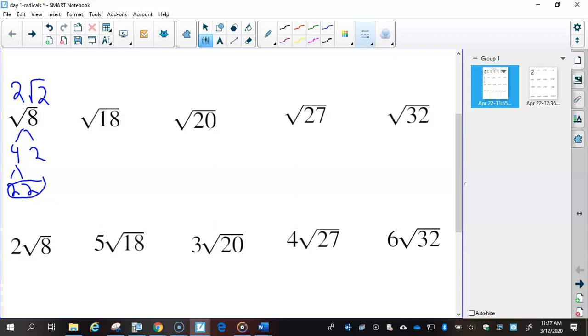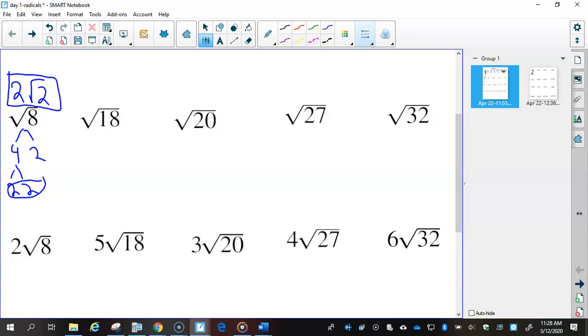Okay? So, in this case, that pair of 2's, we had 1 pair of 2's, so one 2 came outside of the square root, and there was one 2 left inside the square root. So this would be our simplified answer. 2 times the square root of 2.